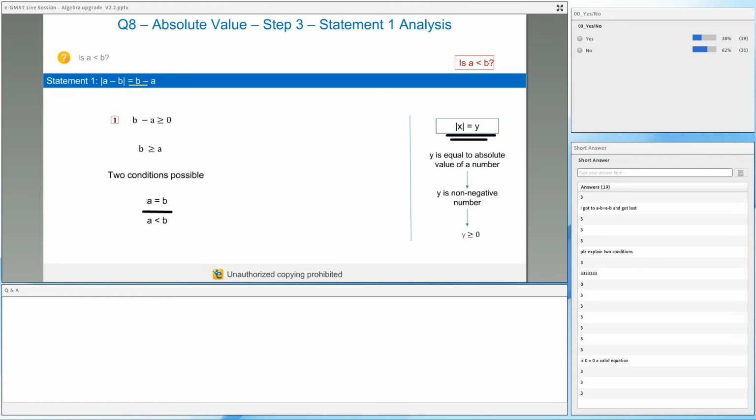Yes, so those of you who got lost at a minus b is equal to a minus b could not think from this perspective that a and b both of them may be equal. And since they can be equal and there's a scenario when a could be less than b, since we are getting two different scenarios, that is why statement 1 is not sufficient.